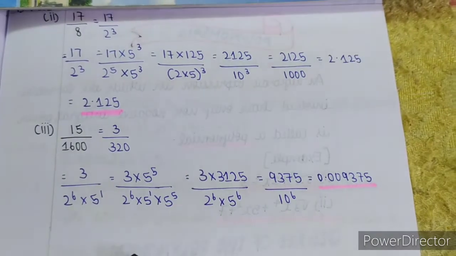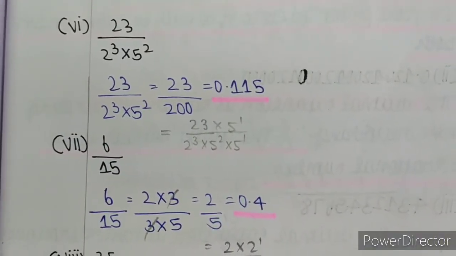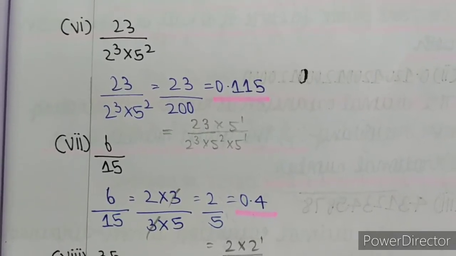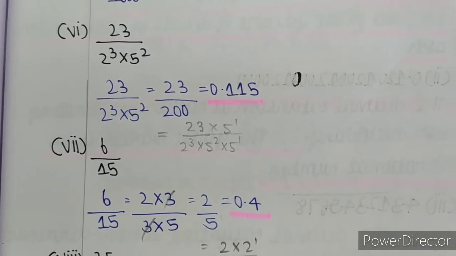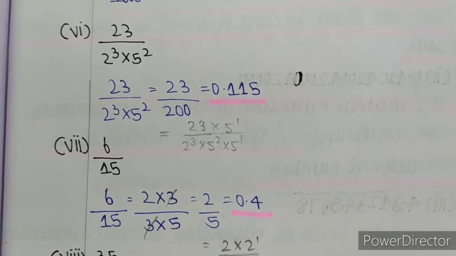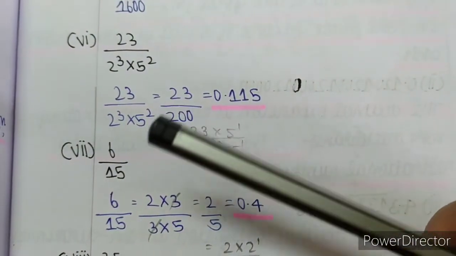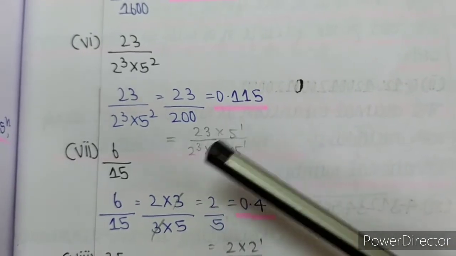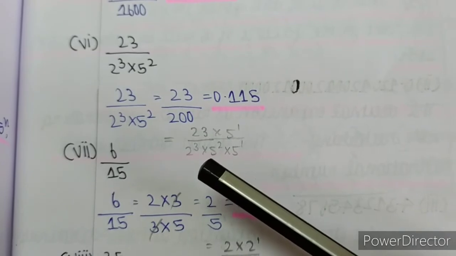0.009375. After solving the fourth subdivision of the first question, we are solving the sixth subdivision, because subdivisions 3 and 5 have a non-terminating decimal expansion. So we are solving the sixth subdivision. The sixth subdivision is 23 by 2 to the power of 3 into 5 to the power of 2, which can be written as 23 into 5 to the power of 1 divided by 2 to the power of 3 into 5 to the power of 2 into 5 to the power of 1.